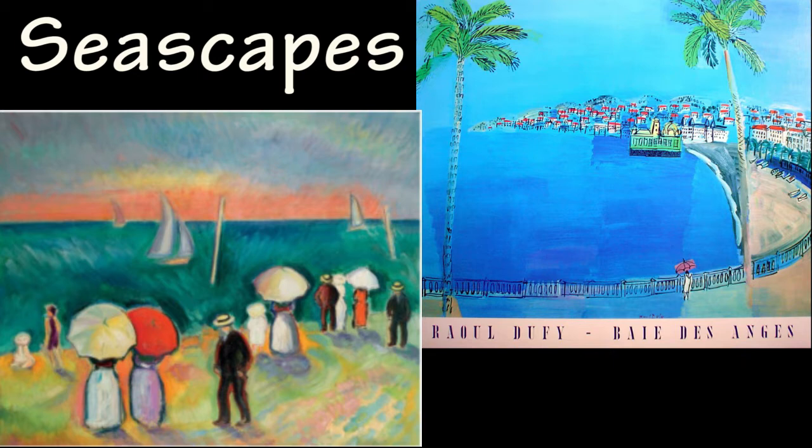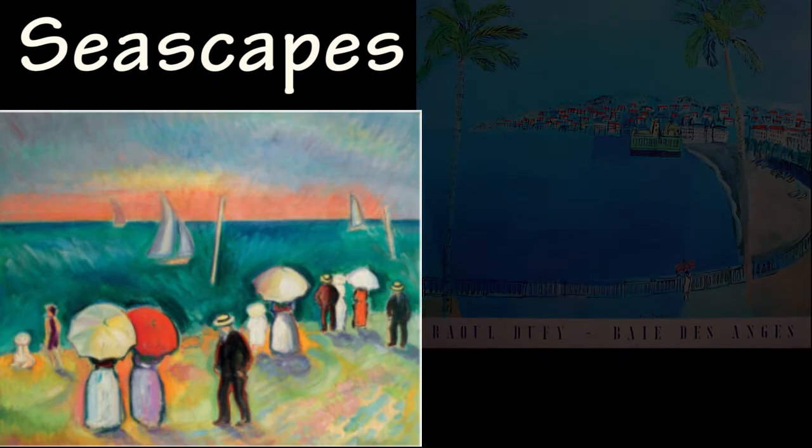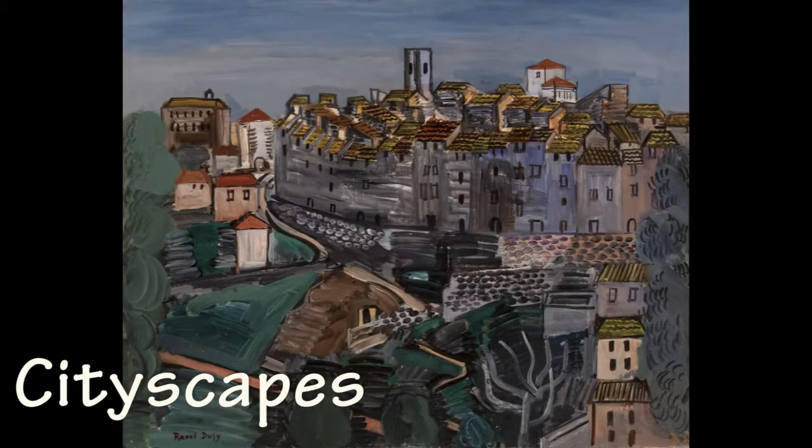There are also some special variations of landscapes, including seascapes, where the focus is on the ocean, and cityscapes, or urban landscapes, with houses, streets, and skyscrapers. They all have scenery as the main focus of the picture.